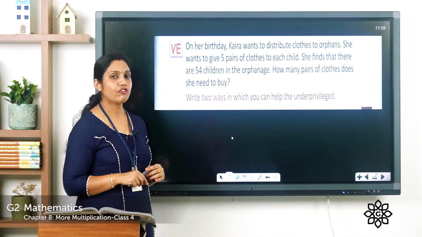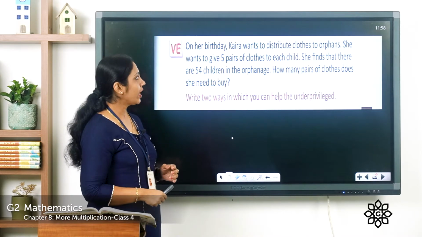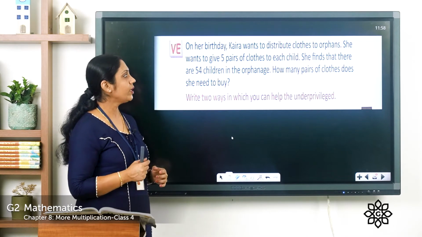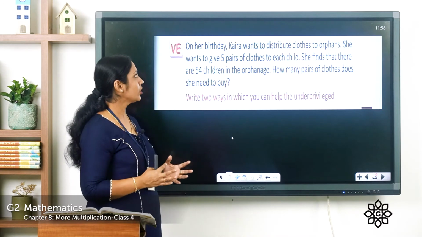She wants to give 5 pairs of clothes to each child. She finds that there are 54 children in the orphanage. How many pairs of clothes does she need to buy? So what is she doing?